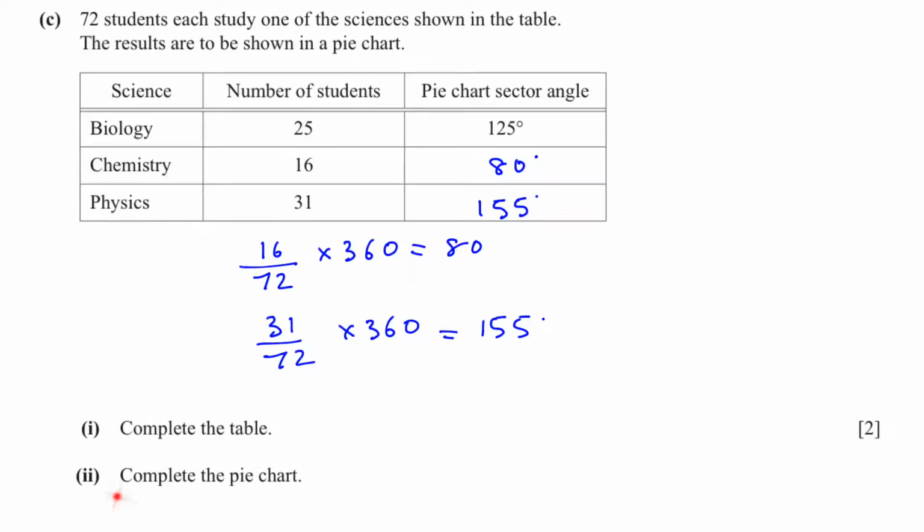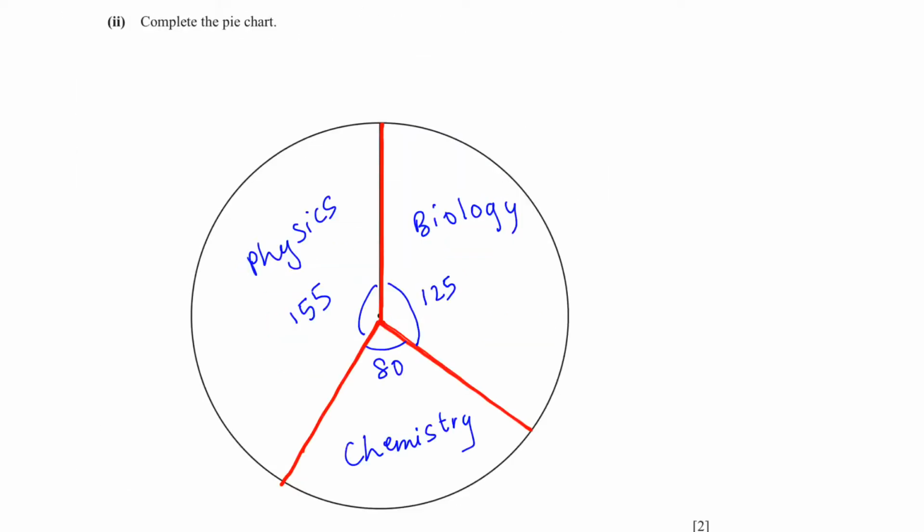For part 2, we have to complete the pie chart. Already the angles we have found, so we just have to plot it on the circle given to us. And this is how your pie chart will look like. This is 125 degrees, 80 degrees, and 155 degrees.